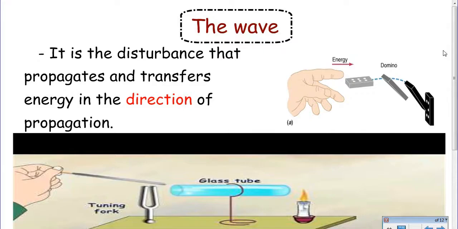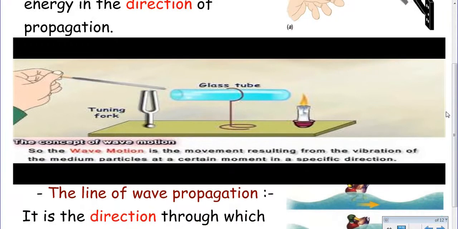Let's start firstly with the meaning of wave. The wave is a disturbance that propagates and transfers energy in the direction of propagation. And we have an experiment. This experiment is very important to identify and know the meaning of wave motion.